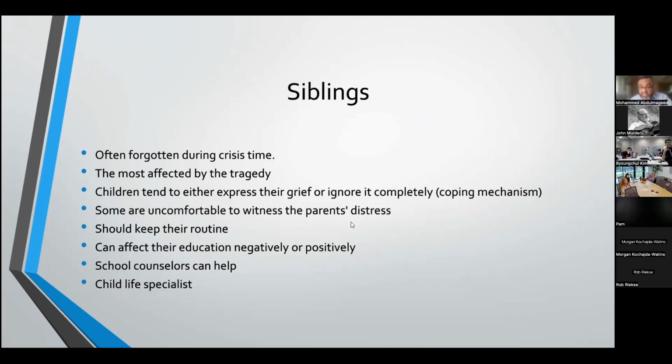But it can also affect negatively. It can make me feel depressed. I don't want to live. I don't want to do anything anymore. School counselors can help, and child life specialists can also help siblings during the time of the tragedy or death.